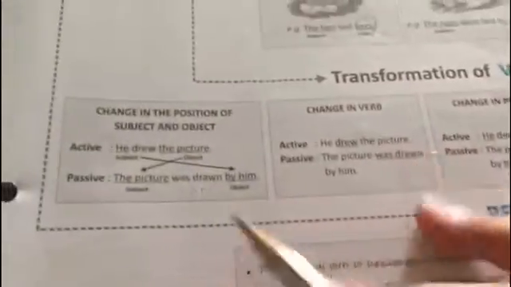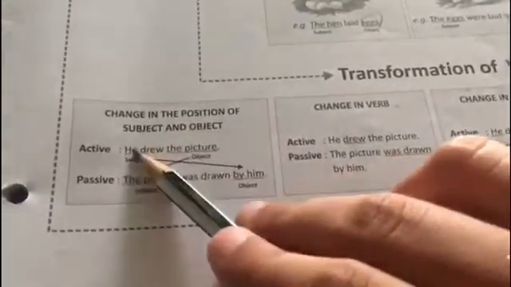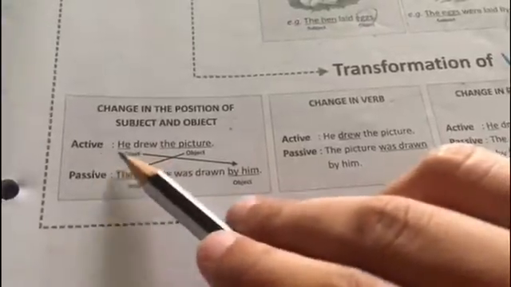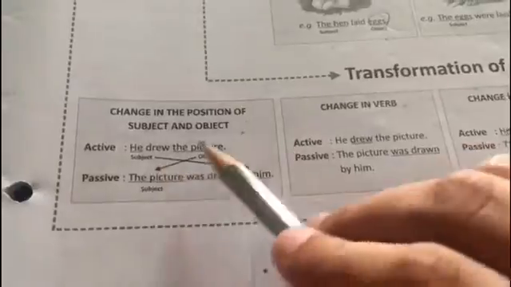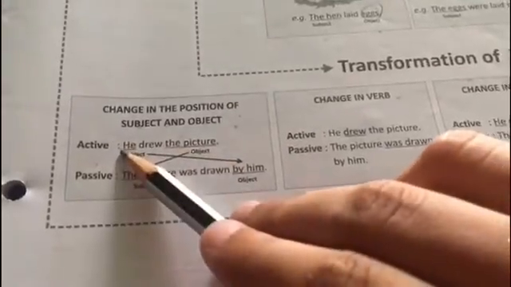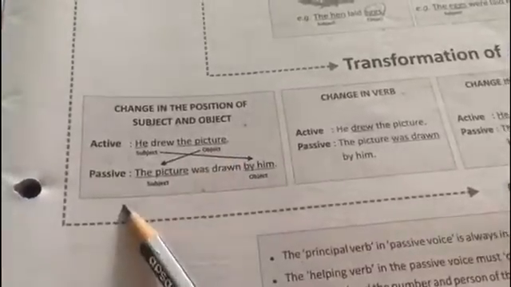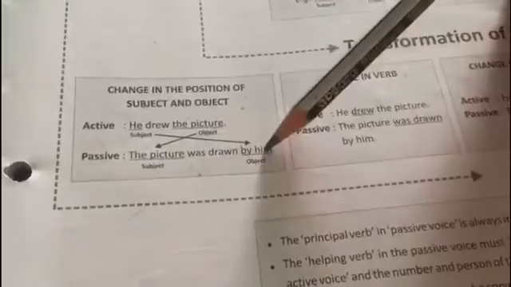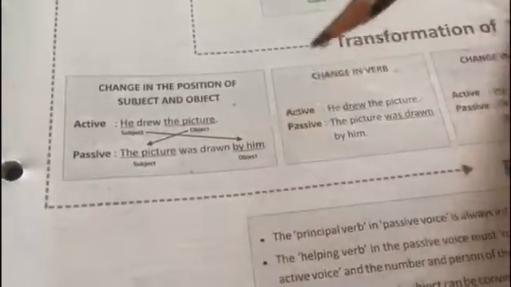Now we'll talk about transformation of voice, that is change in the position of subject and object. So in active, for example, he drew the picture. Here he is the subject and picture is the object. But when we have to change the active voice into passive voice, the object comes in the front and the subject goes at the back. So the picture was drawn by him. Here the picture is the subject and by him is the object.